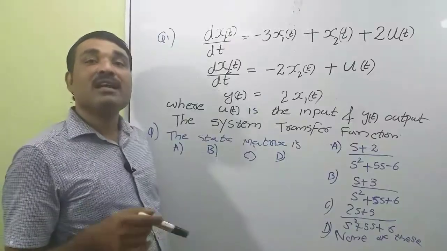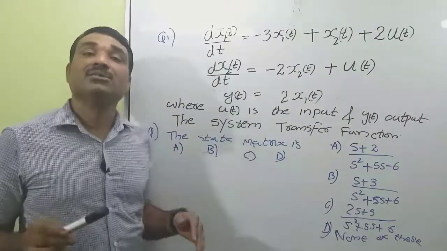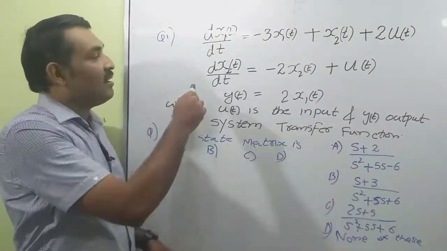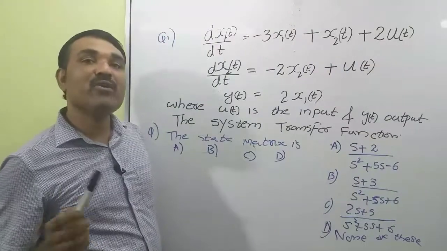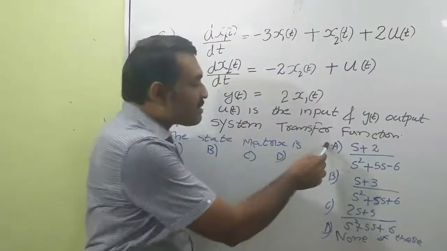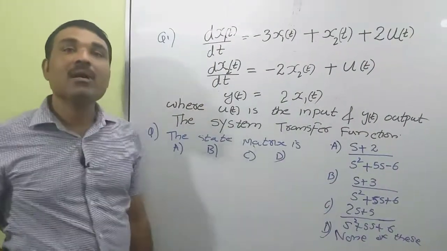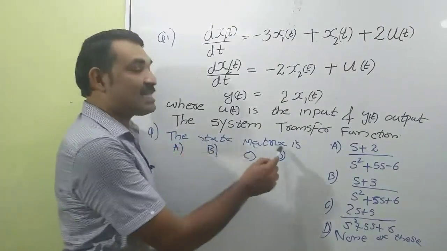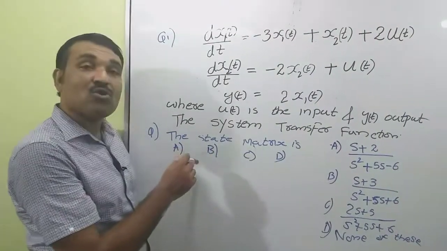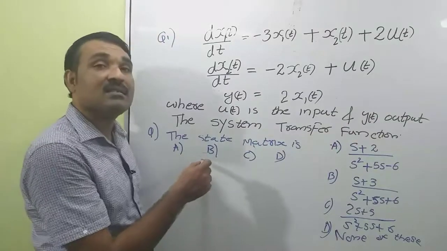The GATE 2009 question is a common data question. In the first part, we want to find the transfer function. The options are given. The second part of the question is to find the state matrix. Here there are also options, but I am not writing the options on the board.